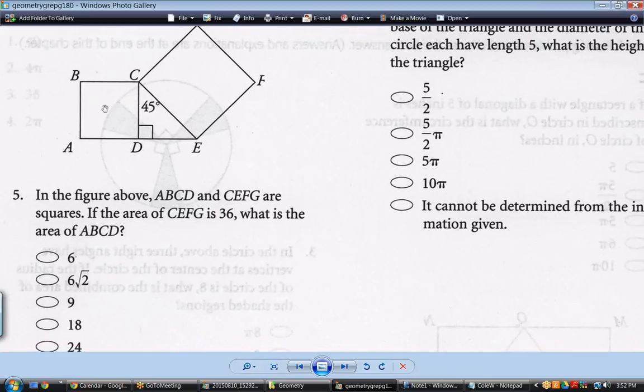Okay, this is a square. This is a square. The area of this is 36. What is the area of this square? So clearly we have to solve this triangle in between, right? If the area of this square is 36, what is the length from C to E? 6.